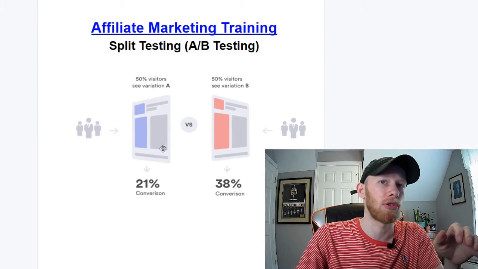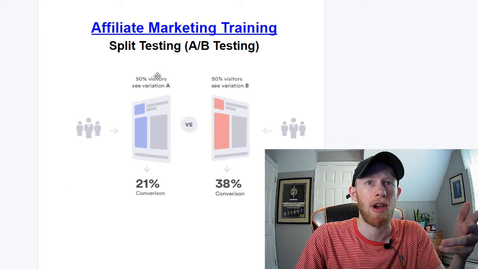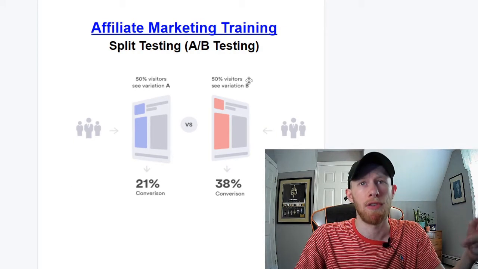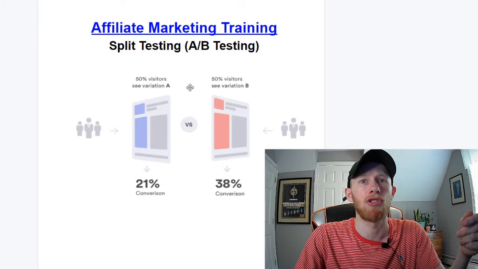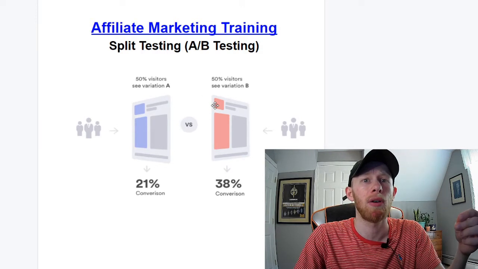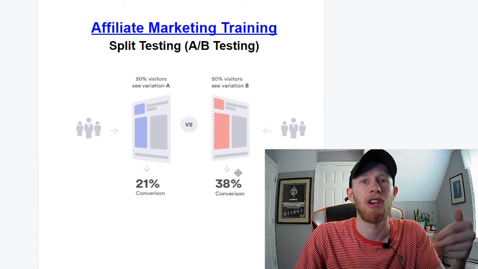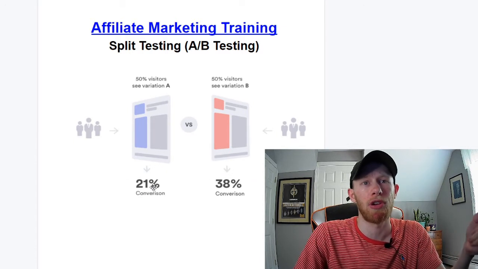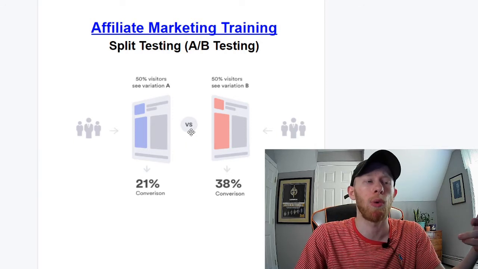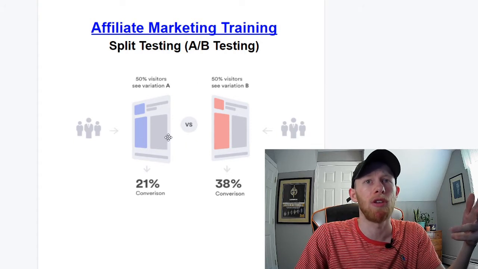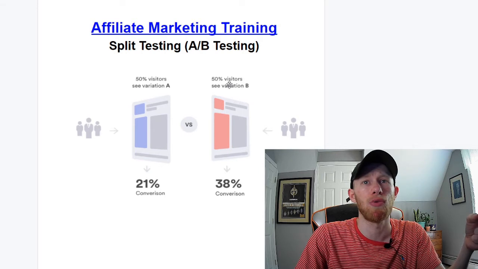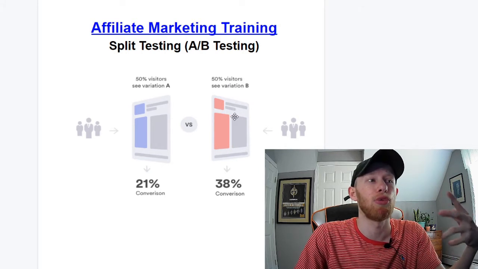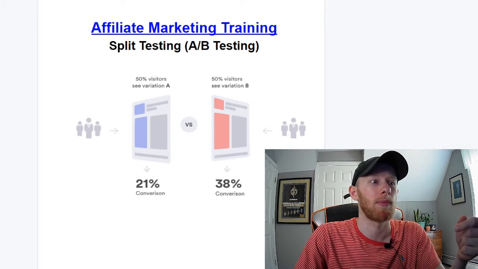As you can see in this graphic here, we send 50% of our traffic to the first variation, 50% of our traffic to the second variation to see which one converts better. And here, the second page has a 38% conversion rate as compared to the 21% conversion rate here. So as we move forward, we'd probably delete this page and start sending all of our traffic to the second variation and then split test something else in the future.